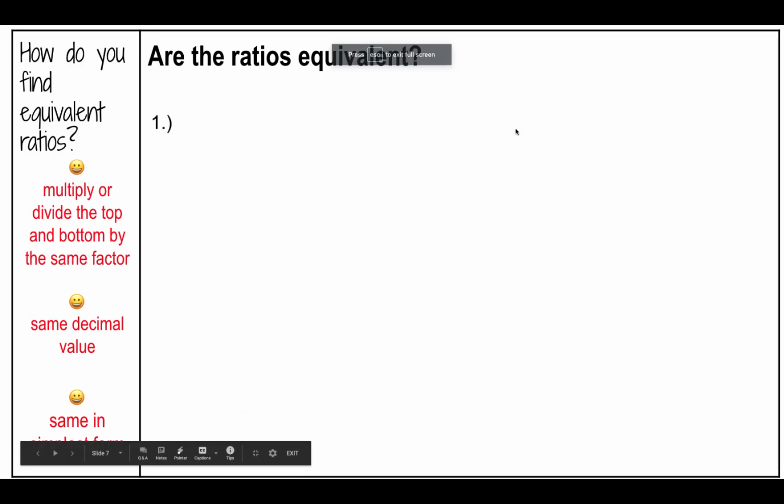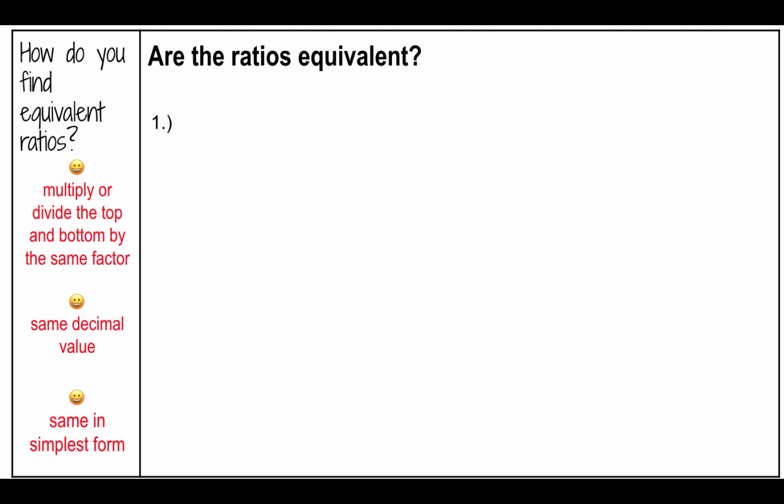Find the next chunk in your notes. On the left-hand side, how do we find equivalent ratios? We have those 3 ways that we did with the fishbowl problem. Pause the video, and what you see in red on your screen, go ahead and copy that in the left-hand side of your notes. We need to determine if those 4 ratios that you see are equivalent. Let's practice using these 3 strategies.